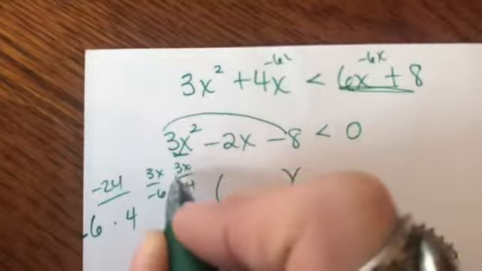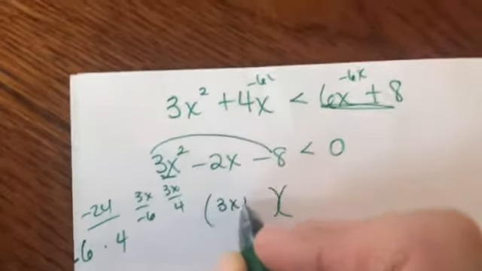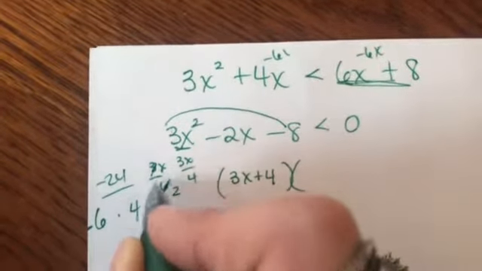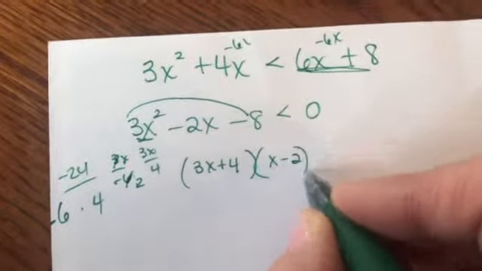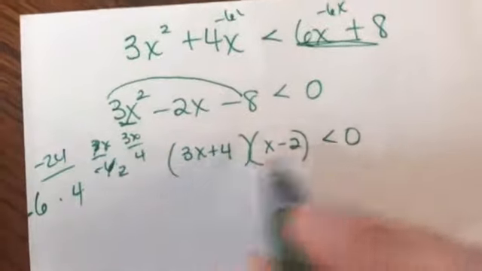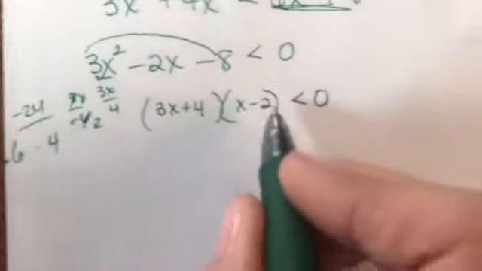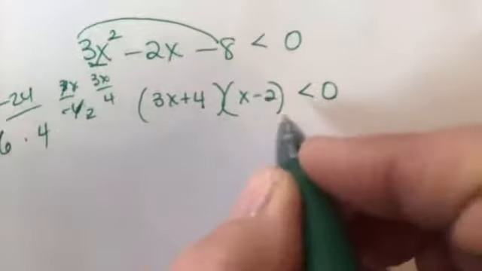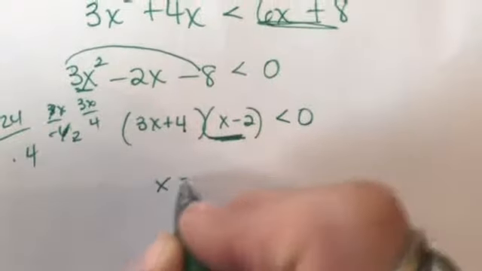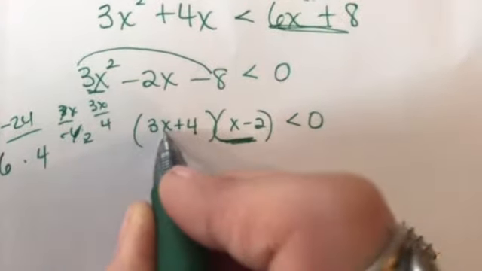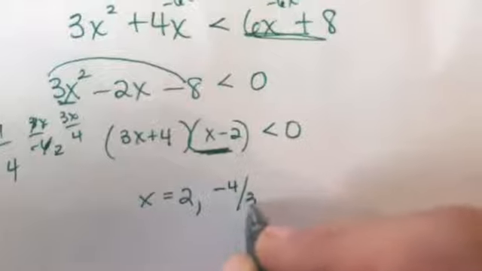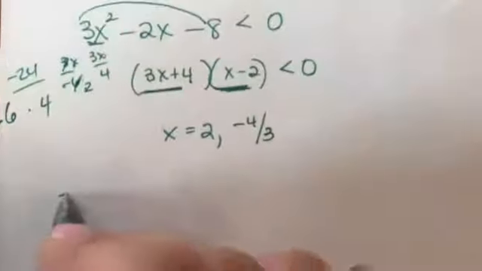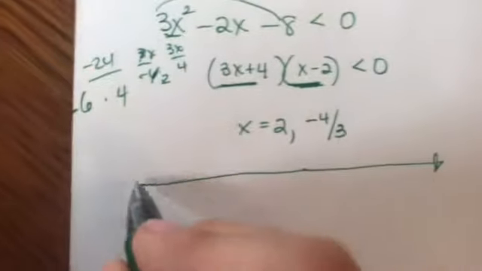Sometimes these fractions will simplify. This one doesn't, so that would give me a 3x plus 4 over here. This one does. 3 goes into 6 twice, so I've got x minus 2. So I don't care what method you use to factor this, it needs to be factored so I can figure out what makes it 0. So to find my key points, I'm going to be like, okay, what makes it 0? I would see that 2 makes it 0 right there. And what makes this 0 is a negative 4/3. Again, set this guy equal to 0 and solve if you can't do that mentally. Okay, these are my key points. So here's my little number line.